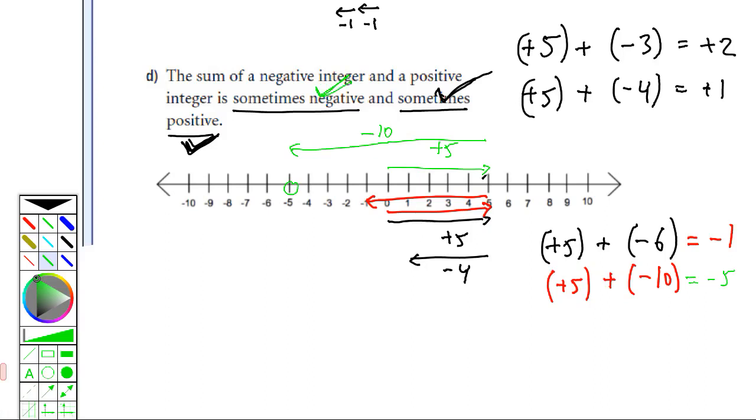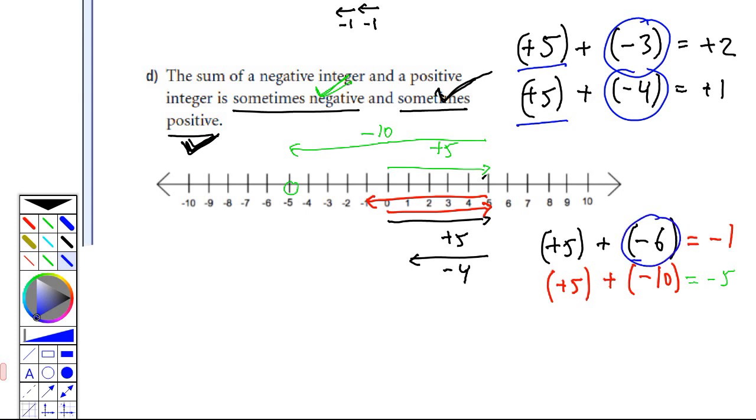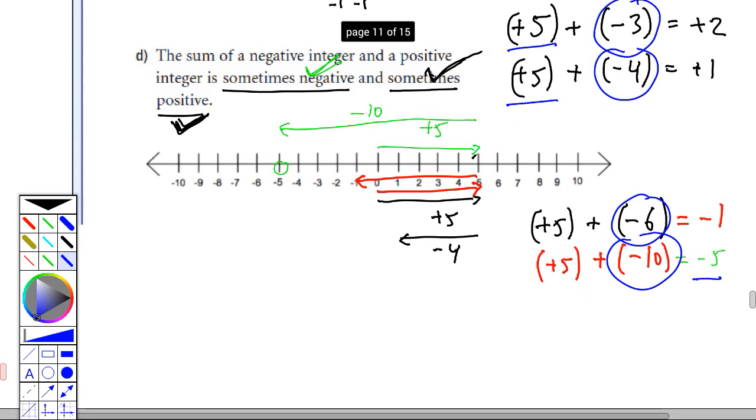Well, let's see if there's a pattern here. It looks like, in this case, when my positive integer, plus 5, is bigger than my negative, the answer is going to be positive. When my negative integer is bigger than my positive integer, the answer is going to be negative. So I can write that down.